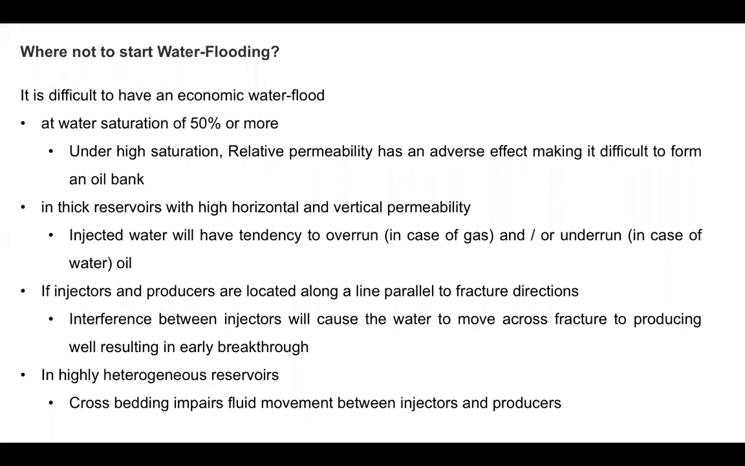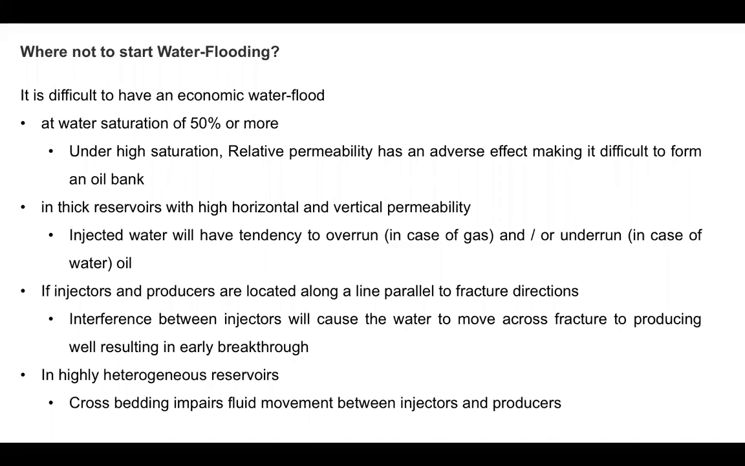Water flooding is not effective in thick reservoirs with high horizontal and vertical permeability. Why? If you have high permeable streaks, now what will happen? Your water will rush through those high perm streaks. The high perm streaks will behave like a conduit, and you are flooding your reservoir so that pressure is maintained, but instead all the water that you're injecting will move through the streak and get produced through your producer, which you do not want. So it's better to avoid flooding in these kinds of reservoirs.